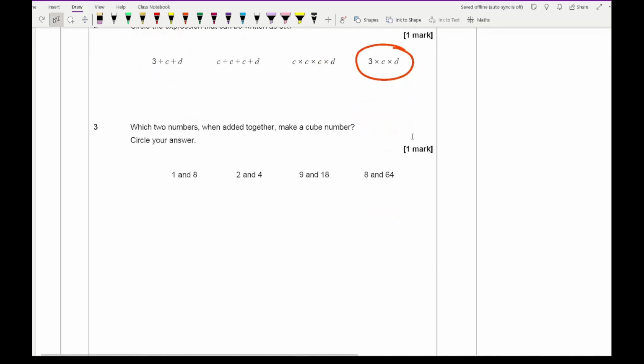Next question then says which two numbers when added together make a cube number? Well, for this one, if we add these, that becomes 9, add these two becomes 6, add these two becomes 27, and add these two and it becomes 72, in which our cube number is the third option.